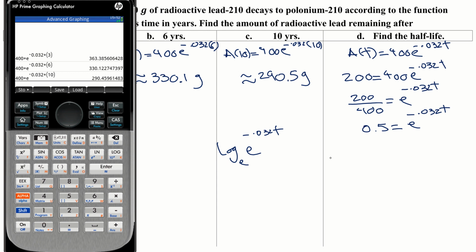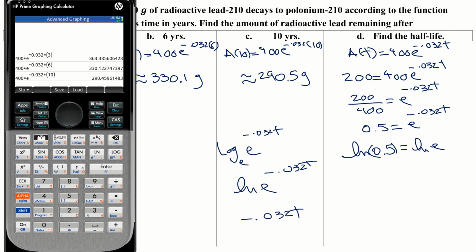Now remember, that's just ln of e to the negative 0.032 t, and of course ln of e to the negative 0.032 t, because of their inverse relationship, is just going to be negative 0.032 t. So that's what we're going to do to both sides. We're going to apply ln to both sides. So we get ln of 0.5 equals ln of e to the negative 0.032 t. Remember, ln stands for natural logarithm.